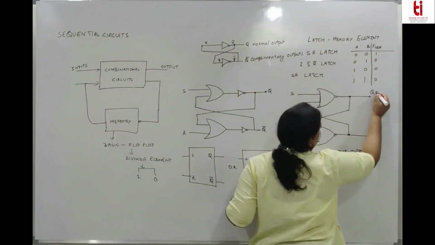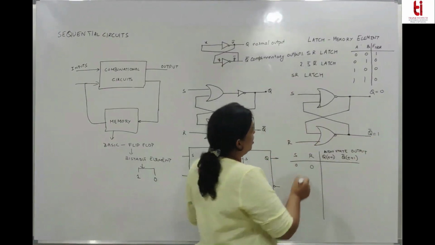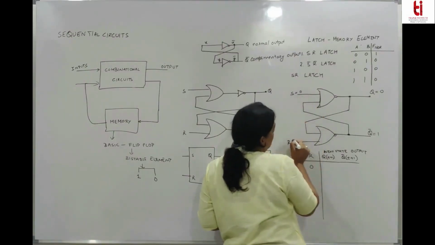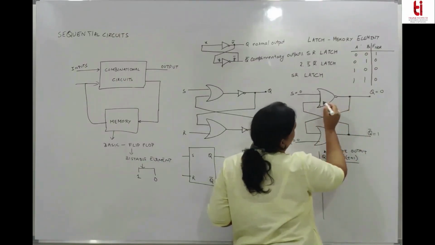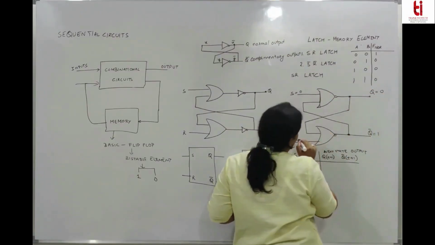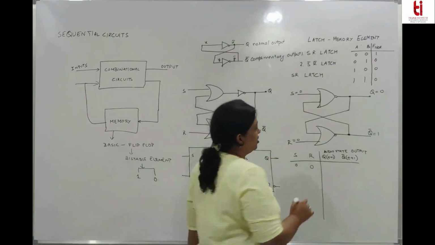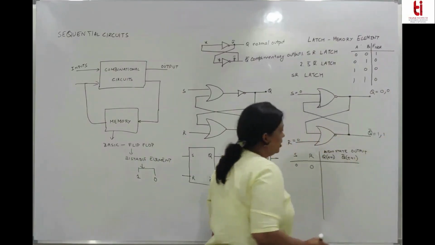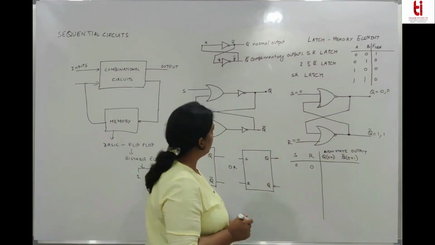Suppose this is 0, this is 1. So this is 1, this input is 0, this input is 0. So this is 1, this is 0. 1 0 through a NOR will give you 0. 0 0 will give you 1. The output remains unchanged. Next output will be 0, next output will be 1. The output remains unchanged. This is one thing.